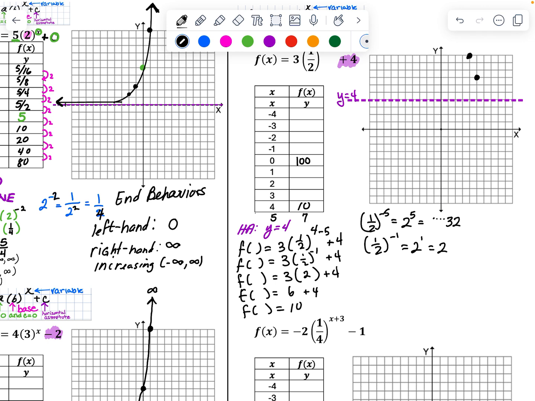What about 6? Let's do 6. I definitely needed a different table. Let's let x equal 6. So when this is a 6, 6 minus 5 is 1. One half to the 1 is one half. That's 3 halves plus 4. That's 5 and a half. So 6, 5 and a half. It's going to be right there. Okay, excellent.